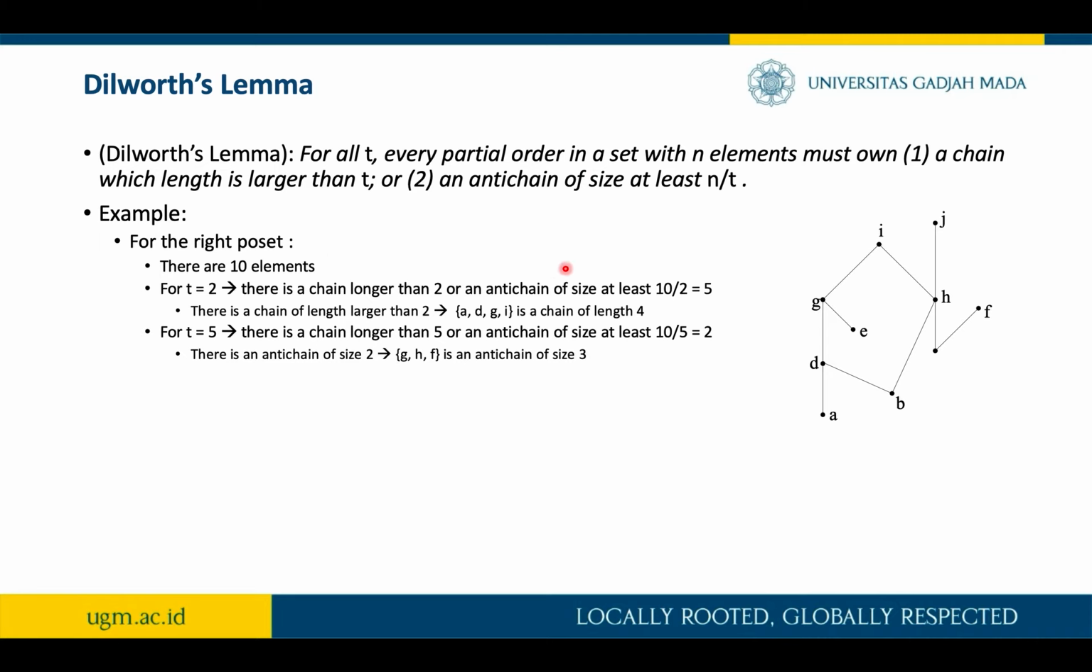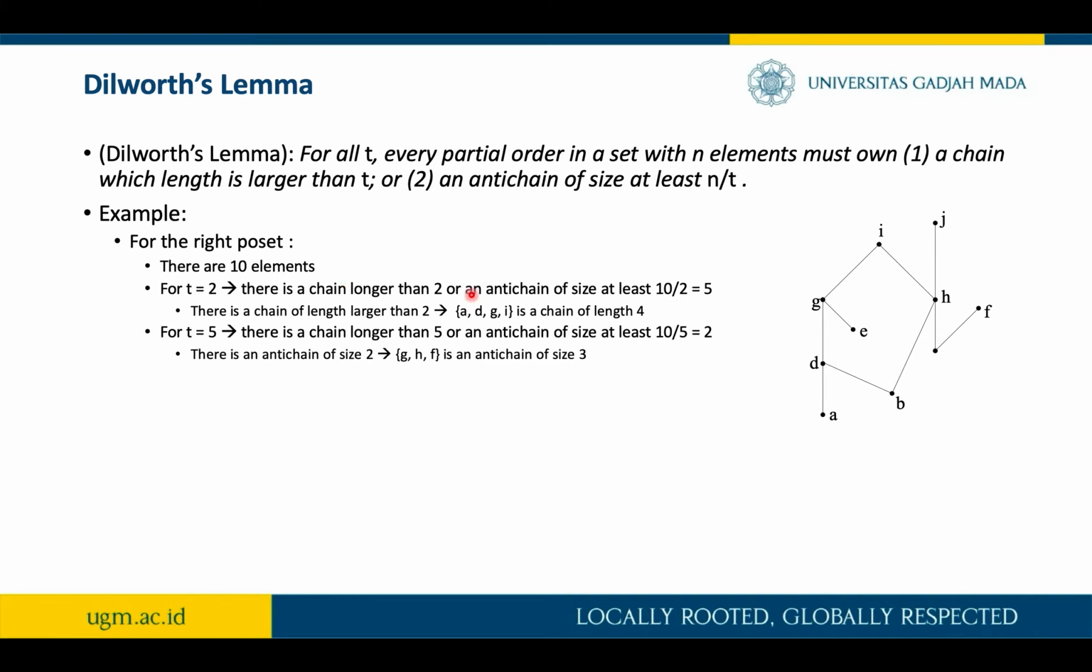Maybe it will be clear if we go to this example. Consider this poset. There are 10 elements here. Just pick T equals 2. So in this case, there is a chain longer than 2, or an anti-chain of size at least 10 divided by 2 equals 5. One of them can be correct.